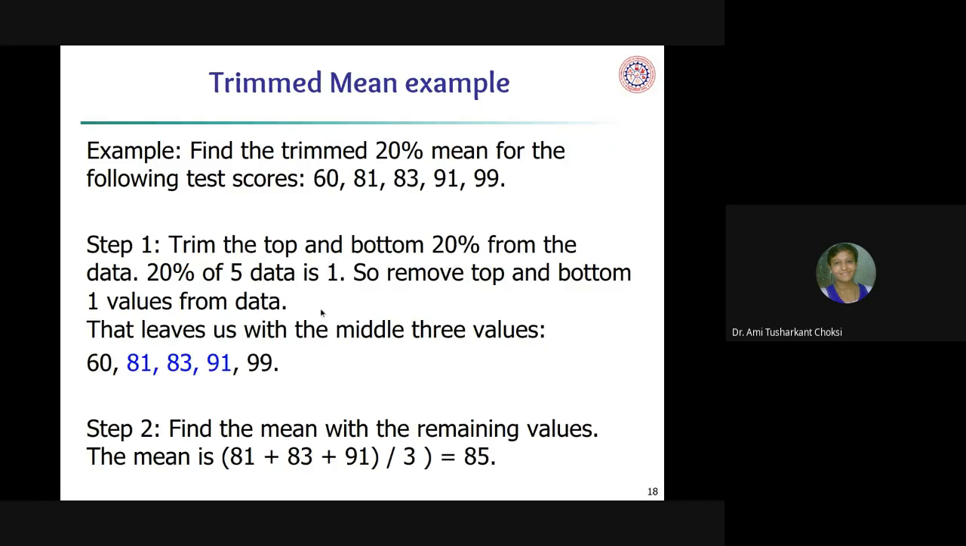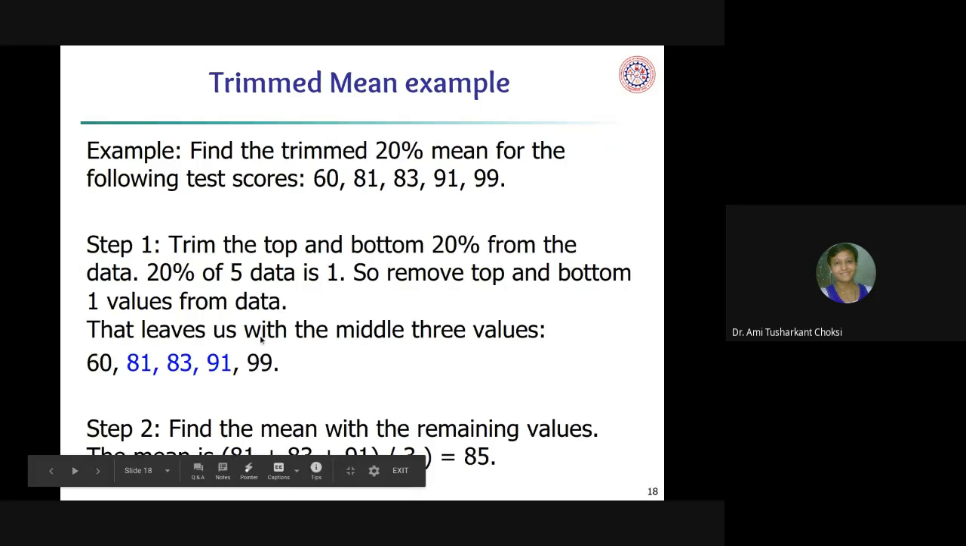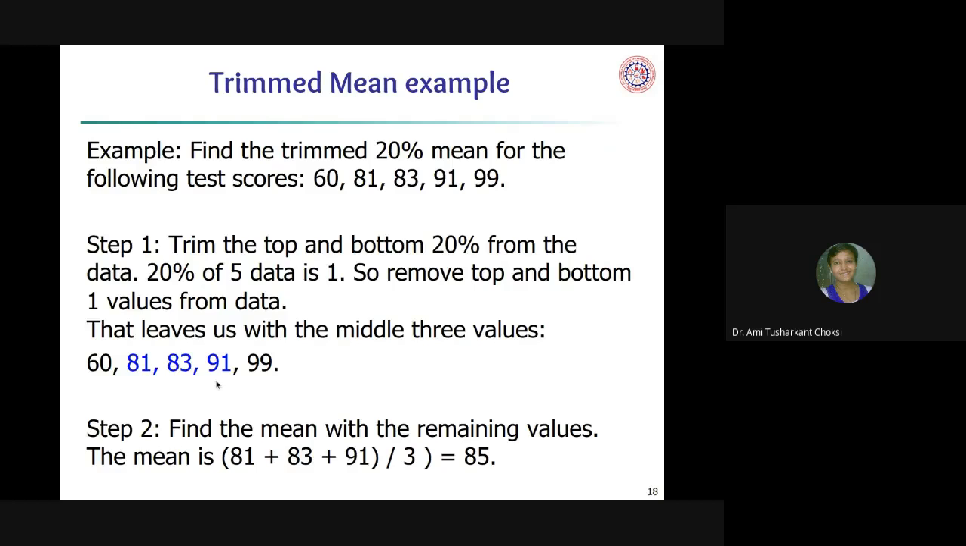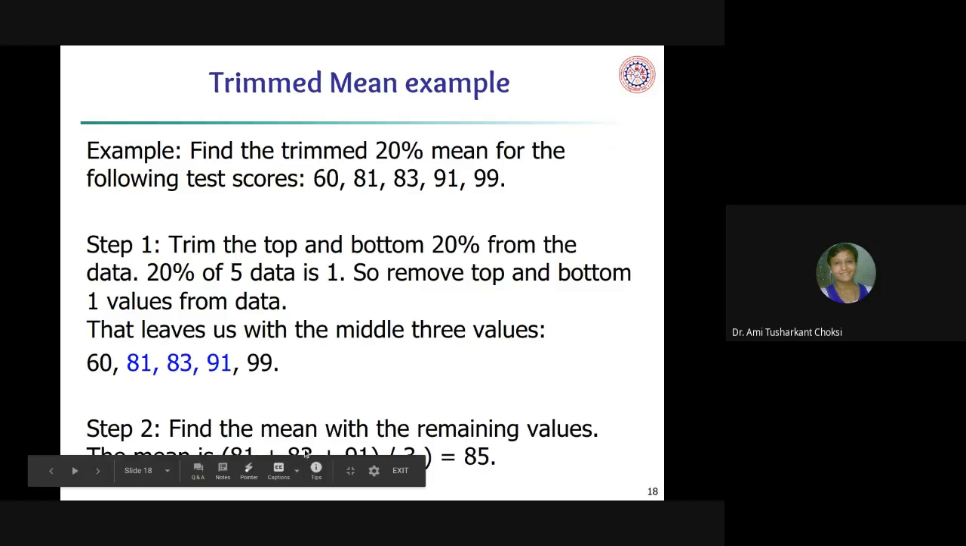So 60 will be removed and 99 will be removed. So we'll be having the data 81, 83 and 91. What is the next step? Find the mean of the remaining values. So the trimmed mean is equal to 81 plus 83 plus 91 divided by 3. Do not consider the total 5 numbers; whatever remaining numbers are there, for that we need to find the mean. So 85 is the trimmed mean.